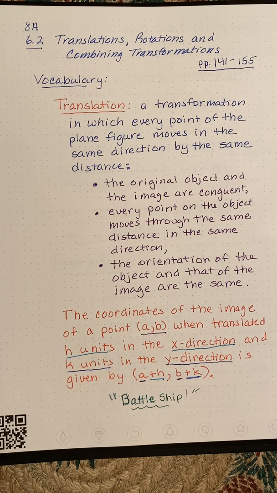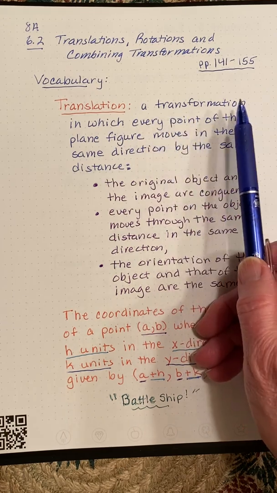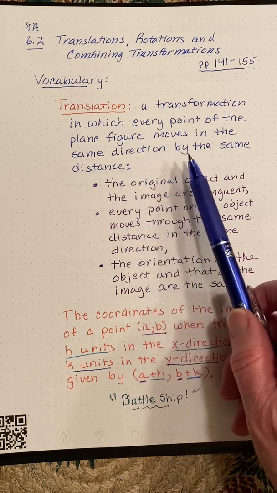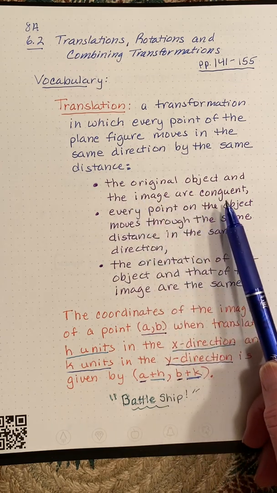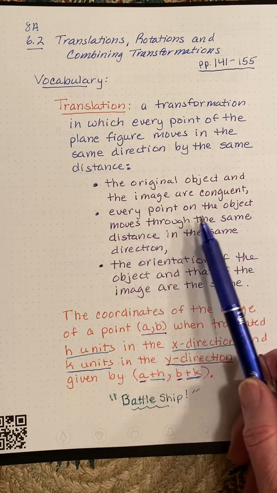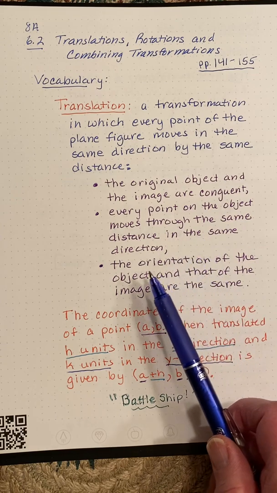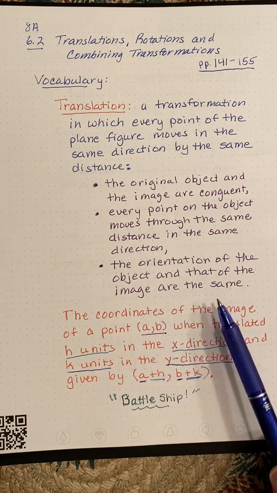So let's go through our vocabulary, get this all written down. It will make more sense as we go through the examples and the try-its. So first of all, a translation. A translation is a transformation in which every point of the plane figure moves in the same direction by the same distance. The original object and the image are congruent. Every point on the object moves through the same distance in the same direction. Finally, the orientation of the object and that of the image are the same.